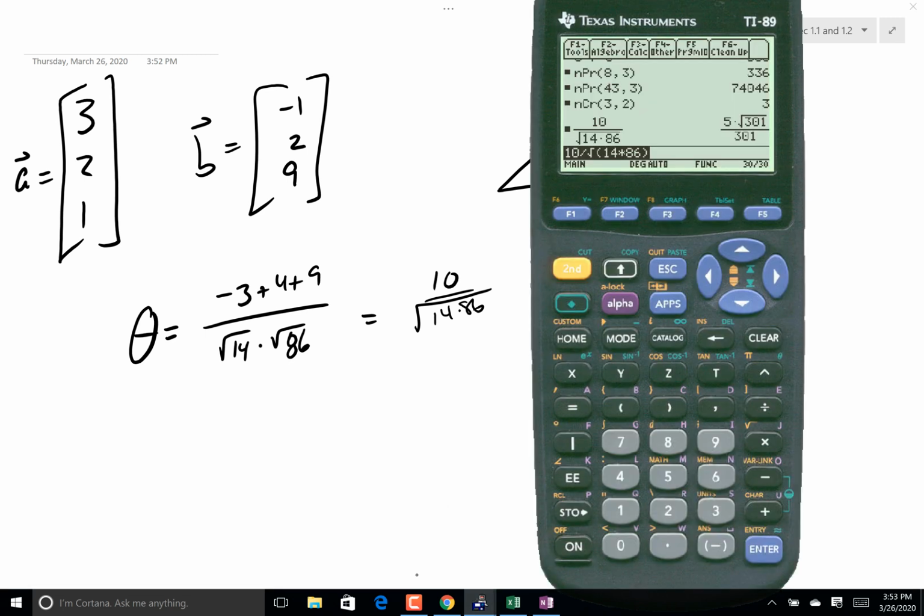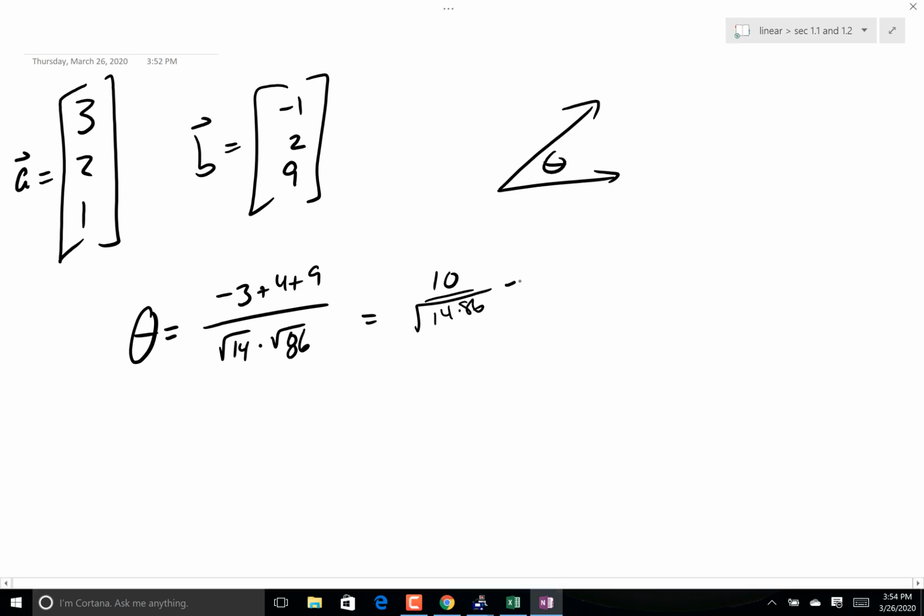And when you take the inverse cosine of that, you will get about 73 degrees. Right? Yay! Cool.